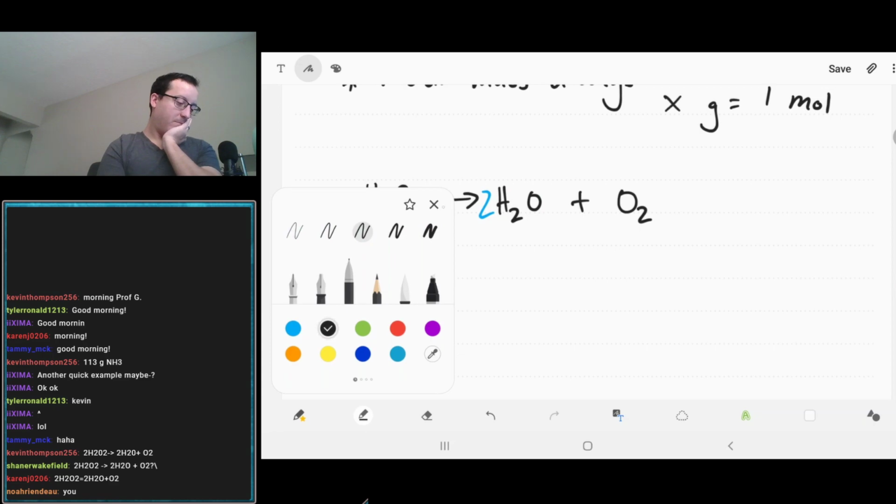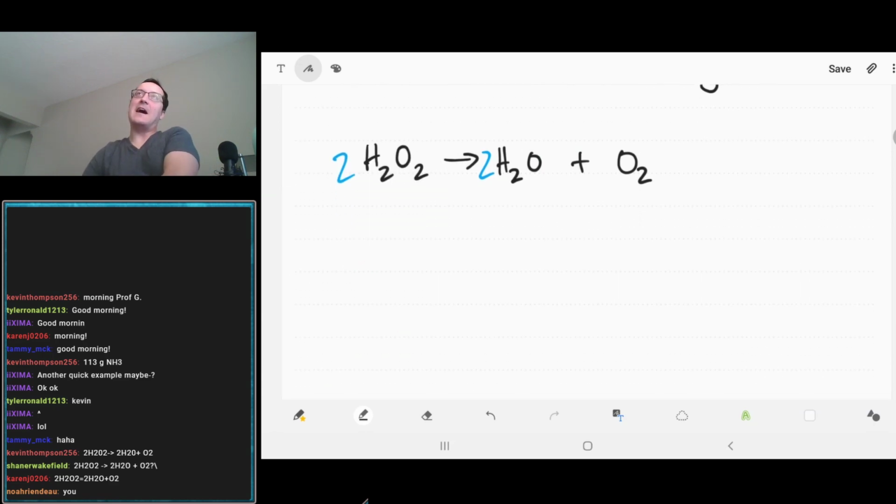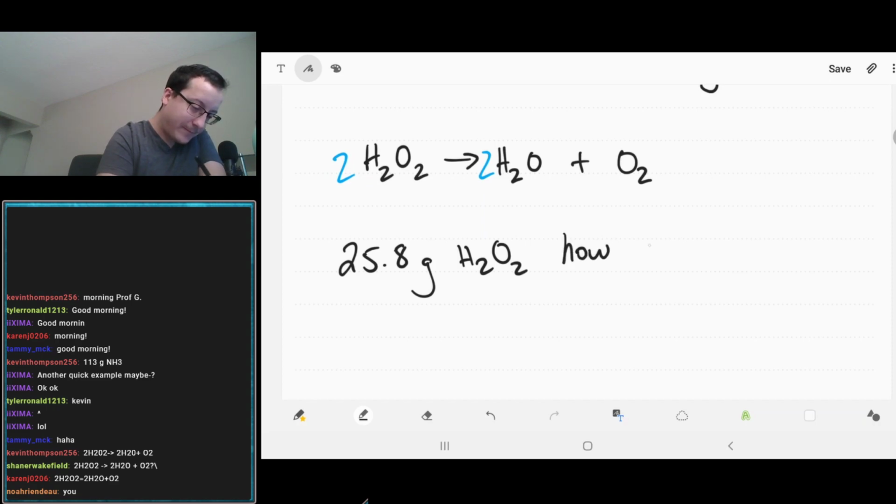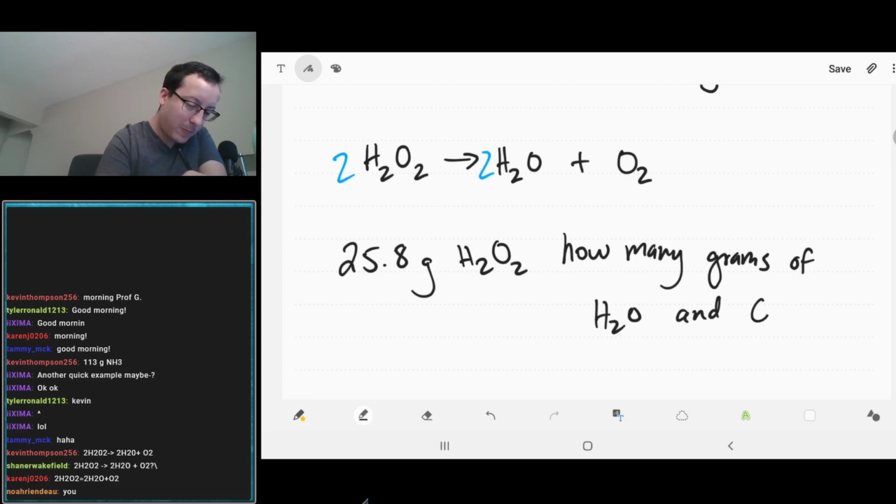So, with this, let's say I have 25.8 grams of hydrogen peroxide. So how many grams of water and oxygen will I get once we do this reaction? So 2 problems here essentially, right? I'm asking for grams of water and grams of oxygen.